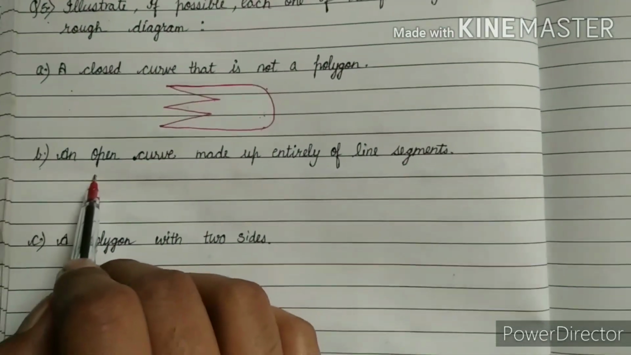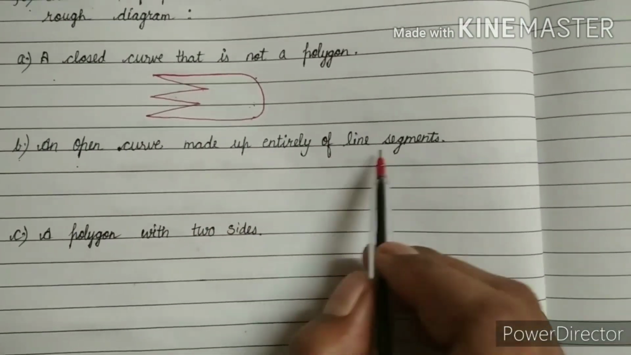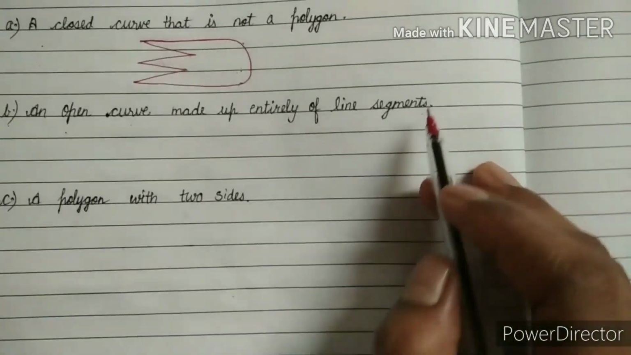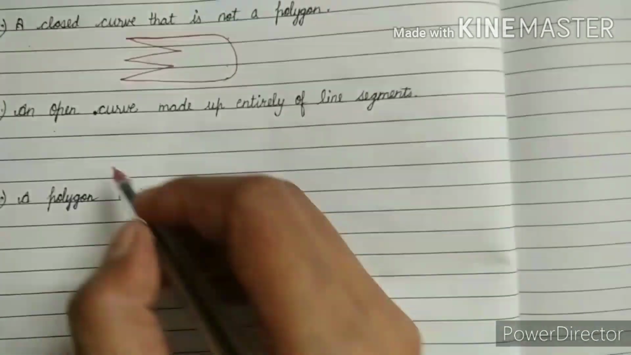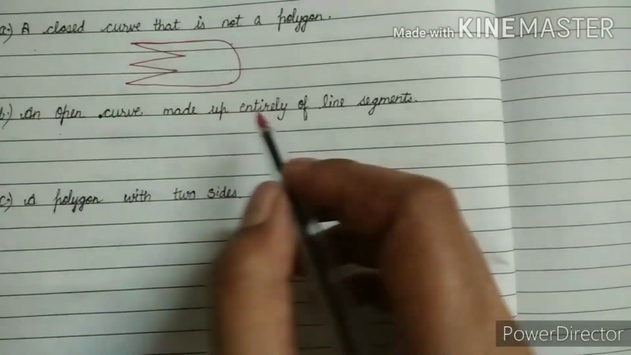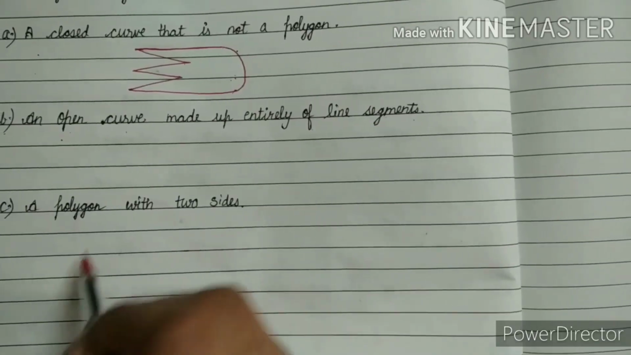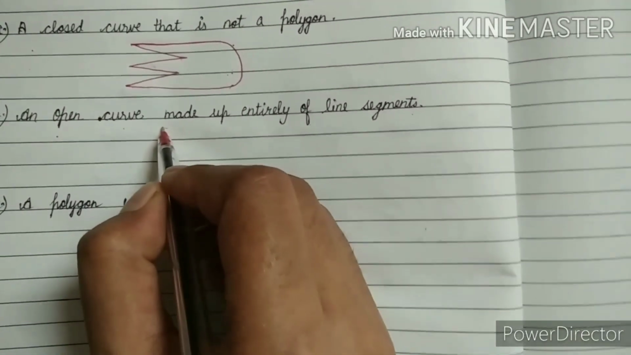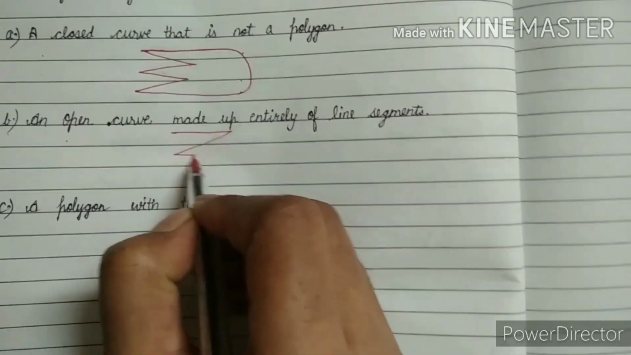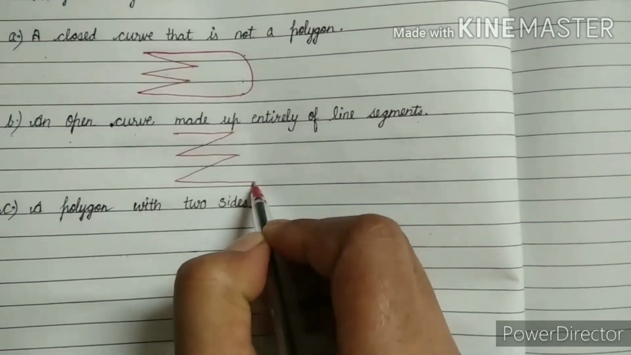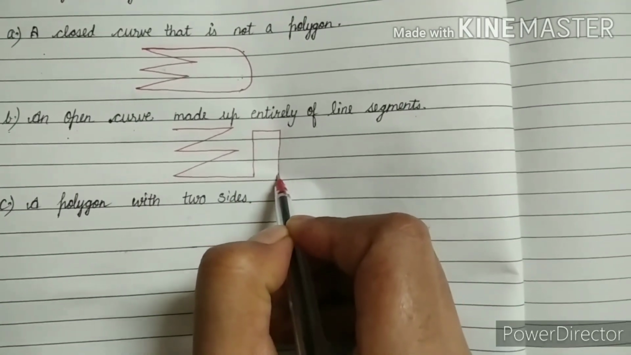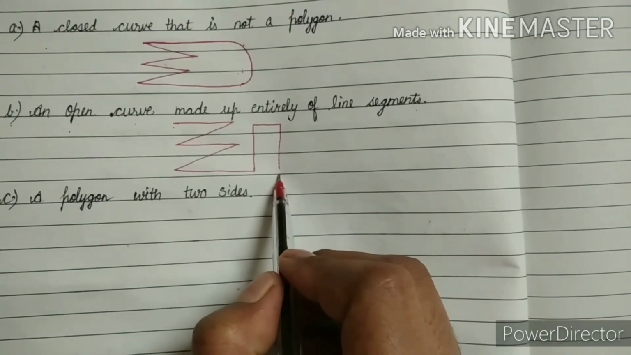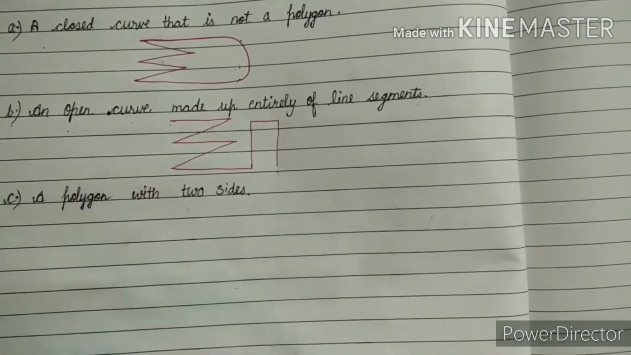B is an open curve made up entirely of line segments. So we have to draw an open curve that is completely made up of line segments. So we have to draw the line segments anyway, but their endpoints do not meet at one place. So from where do we have to start? I am starting from this point. Okay. As you can see, I drew a figure, but its starting point and ending point are not meeting at one place. That's why this figure is an open curve.